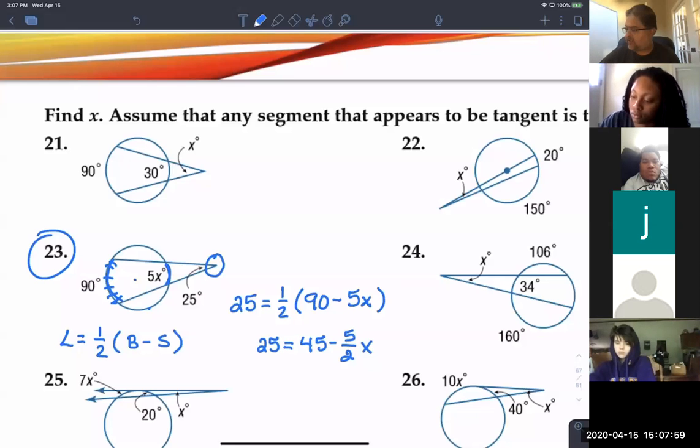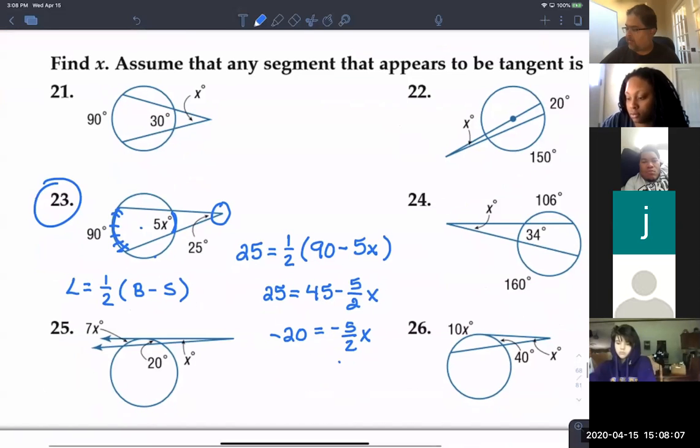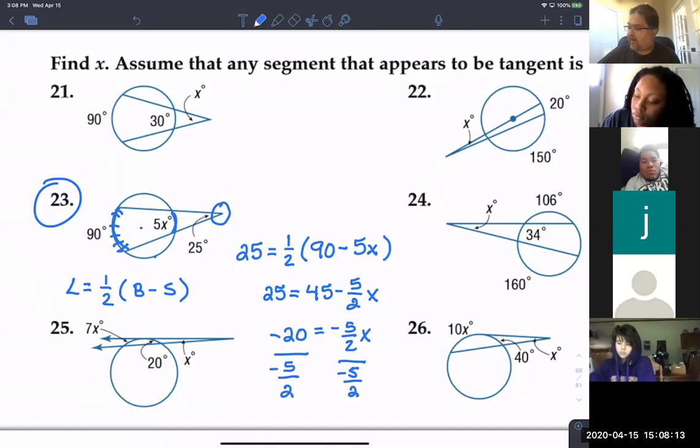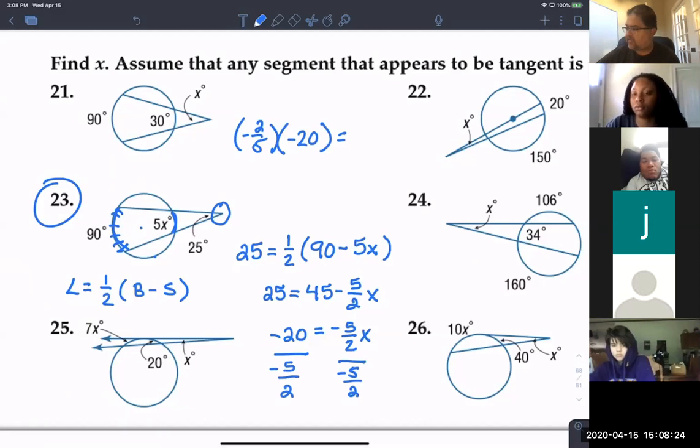Subtract 45 from both sides. Okay. Now remember, we're going to divide both sides by negative 5/2. And dividing by negative 5/2 is the same as multiplying by its reciprocal. And that gives us 8.